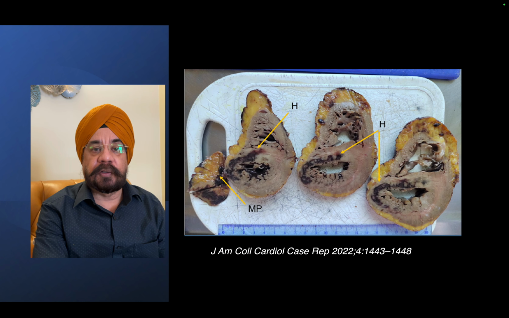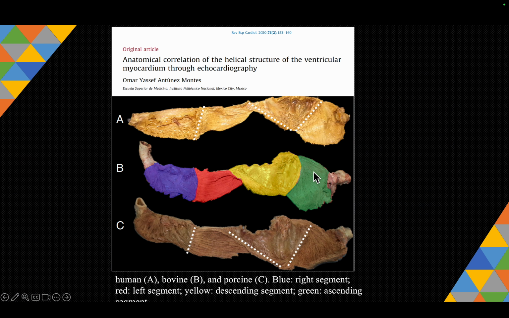Now, this is a pathological specimen. I picked it from one of the studies. You see this is an intramyocardial hematoma. That's how it looks in acute myocardial infarction. I talked about layers of the myocardium. Yes. Then what are these layers of myocardium?